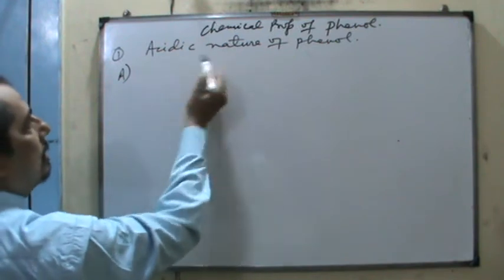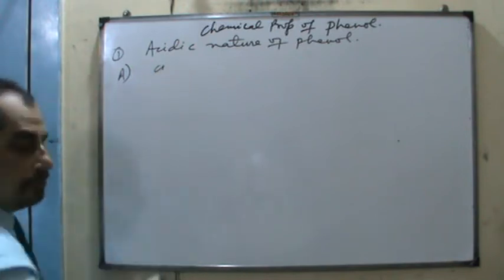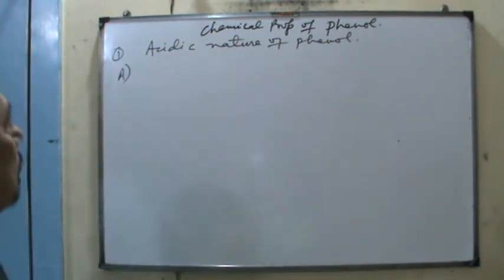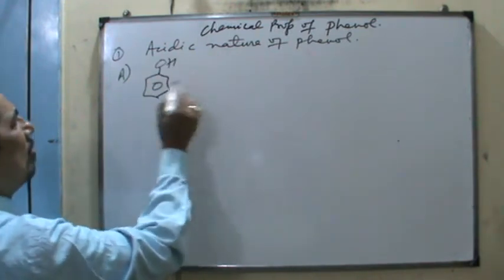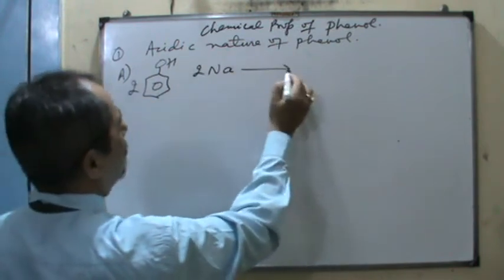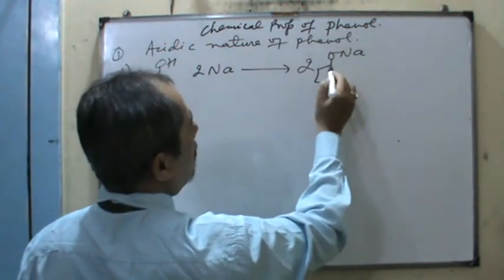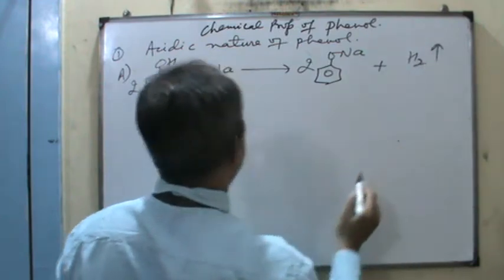What is this actually? Now, this is the phenol, C6H5OH. Now, this is the sodium metal. Take two times and two times. That is two times C6H5ONa, sodium phenoxide, plus hydrogen gas.